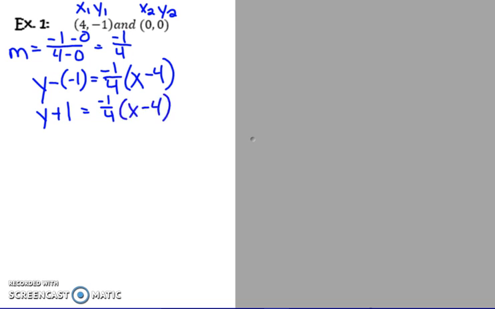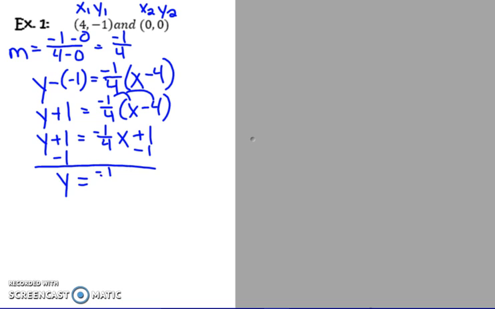x minus 4. From here, we want to distribute, so we now have y plus 1 equals -1/4 x. -1 times -4 is +4. +4 divided by +4 is a +1. We want to turn it into slope-intercept form, so we're going to subtract 1 on both sides. We now have y equals -1/4 x, and I'm going to include a +0 here. I know we didn't last time, but for standard form, we need that constant, so we're going to put it. This is your slope-intercept form.